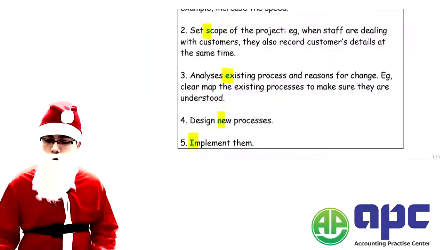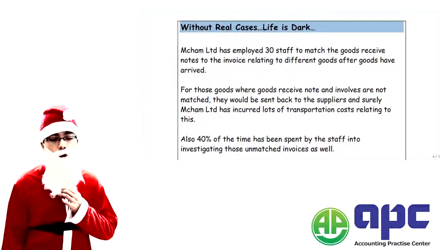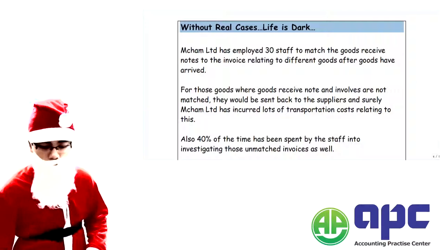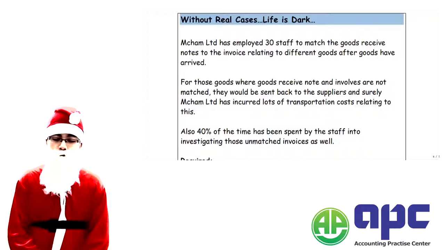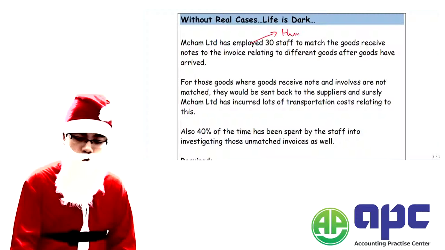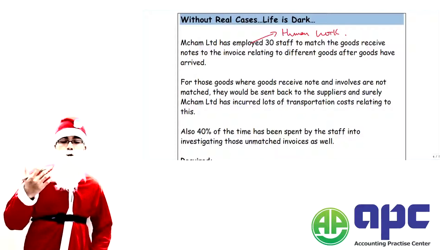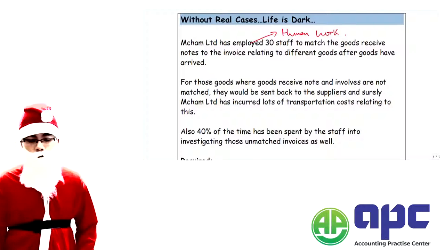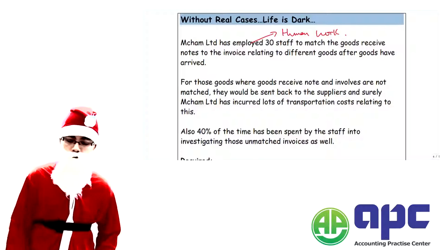The best way to show this, of course, is to look at a real question as a case study. This question is called Merchant Company. So Merchant Limited has employed 30 staff to match the goods received notes to the invoices related to different goods after the goods arrive. That means the existing process is just human work, which may cause a concern that human errors may exist. Next paragraph: for those goods where the goods received notes and invoices are not matched, they will be sent back to the suppliers, and surely the company has incurred lots of transportation costs related to this.